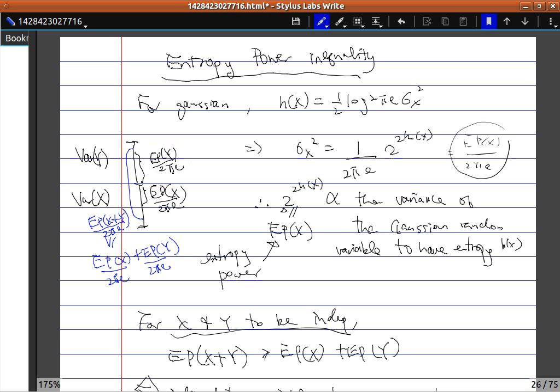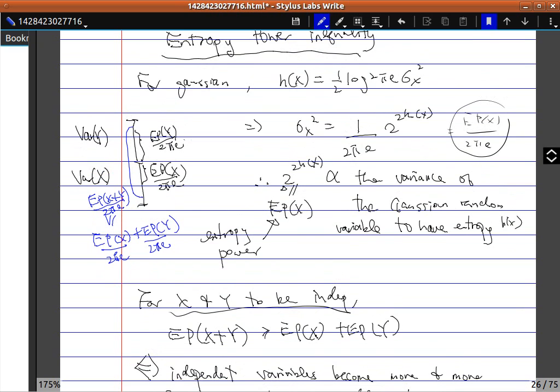So therefore, this ratio, EP(Y) over 2 pi e over the variance of Y, can be interpreted as some kind of measure of how Gaussian the random variable Y is. Now, what is the entropy power inequality? It's something very simple. It basically means that if we have two independent random variables X and Y, we will have EP(X plus Y) bigger than or equal to EP(X) plus EP(Y).